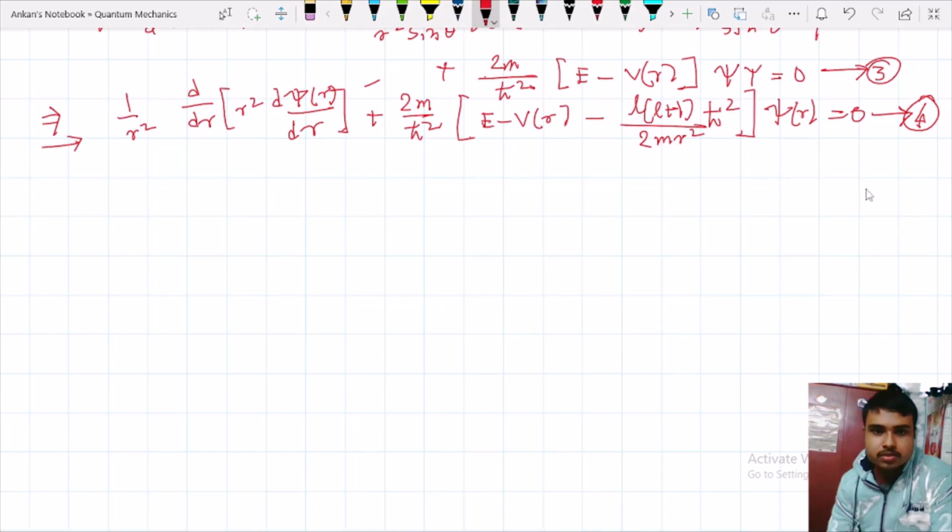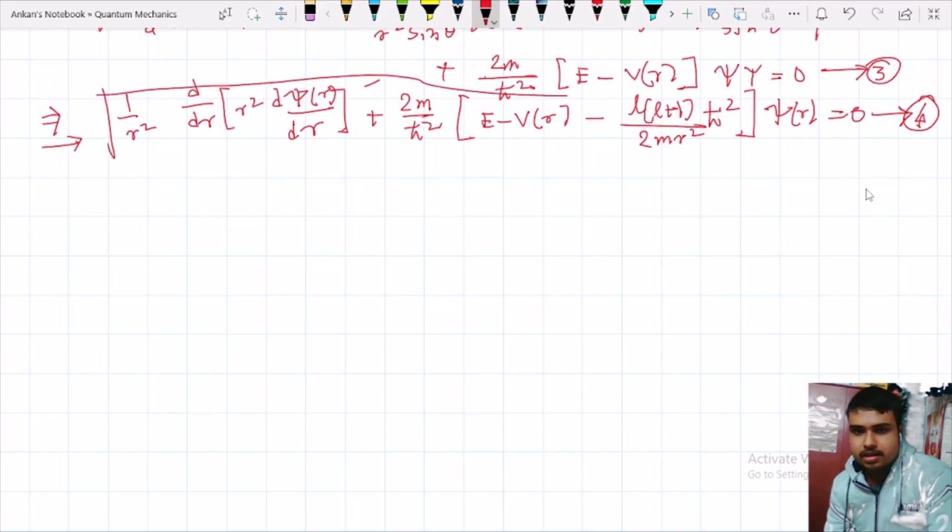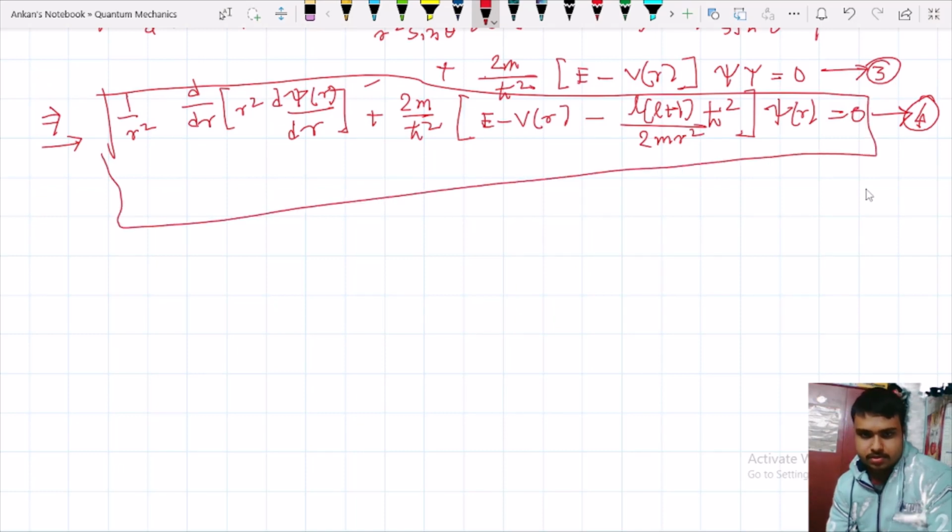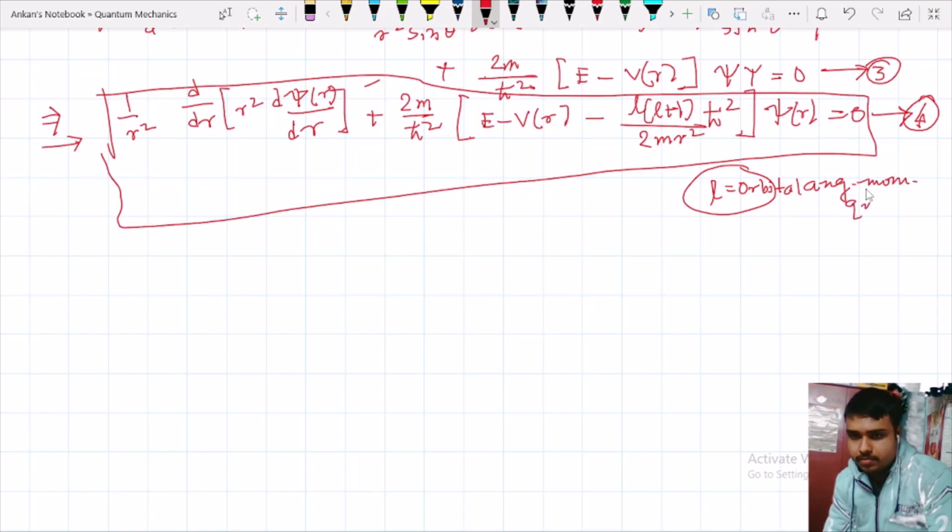So let's go further. So this was our familiar radial equation. Now L is here the orbital angular momentum quantum number. We know it very well, just similar to the hydrogen atom problem.